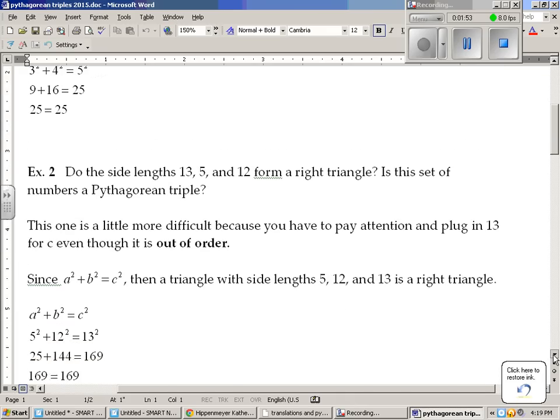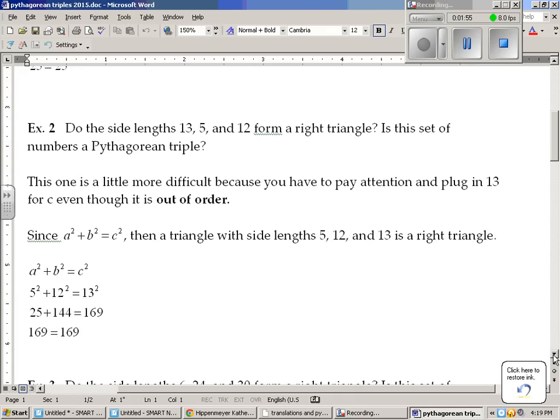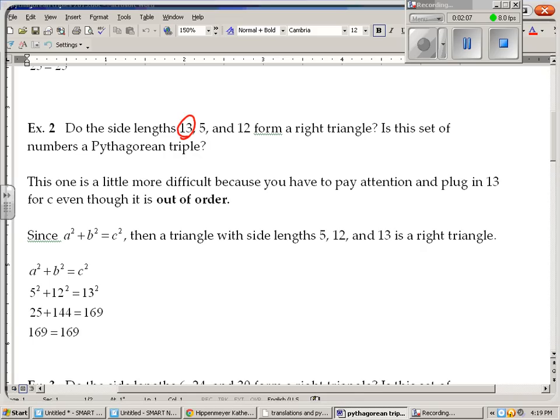Next example. Do the side lengths 13, 5, and 12 form a right triangle? Is this set of numbers a Pythagorean triple? Now, this one's a little bit more difficult. You have to pay attention to the fact that they listed the 13 first instead of last. And you have to notice that the 13 has to go in for c because c is the hypotenuse, and the hypotenuse is always the longest side of the triangle.